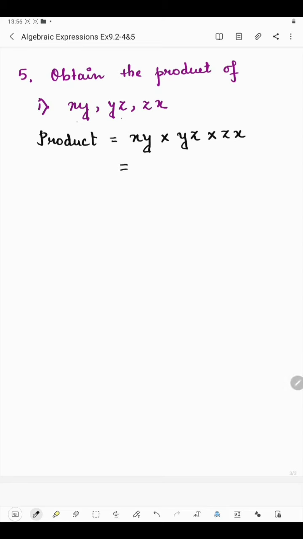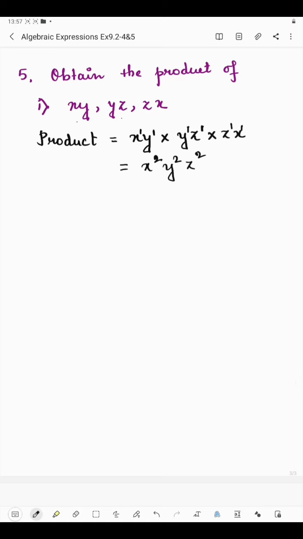Now since no number is present here, we will just count the number of variables. At first we will count how many times x is present. So here is 1 and here is 1. So 1 plus 1 is 2, so it will be x square. Now how many times is y present? It's 1 and 1, 2. And z is present how many times? 1 and 1 is 2. So the answer of the first part will be x square y square z square.